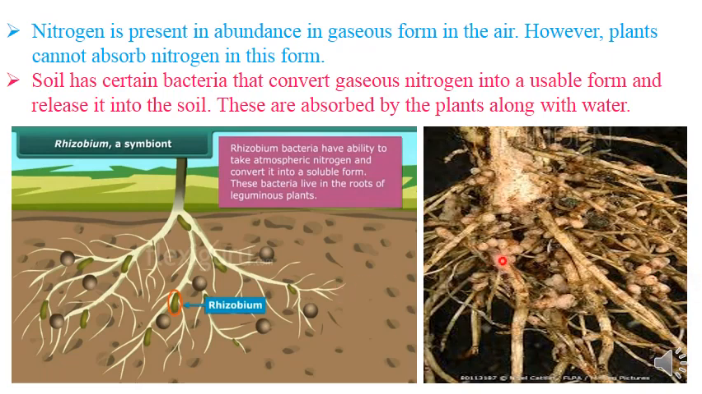Can you see the root nodules? Here rhizobium bacteria are present. This bacteria converts the atmospheric nitrogen into a soluble form and releases it into the soil. When we add water, the root helps to absorb the nitrogen and some other minerals and nutrients from the soil and sends them to the different parts of the plant.